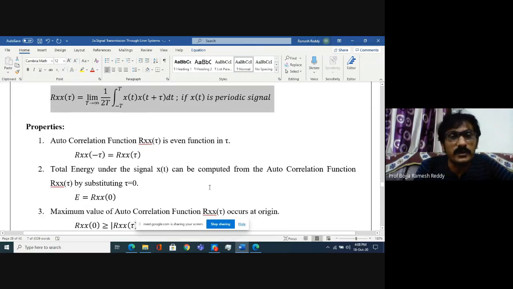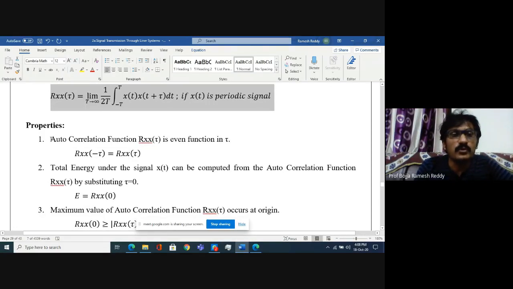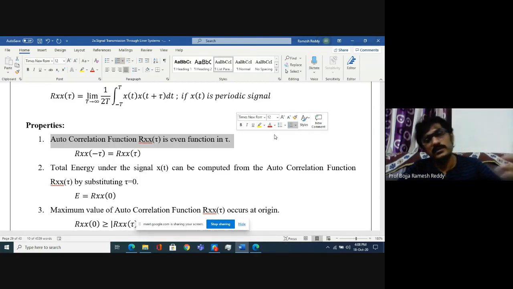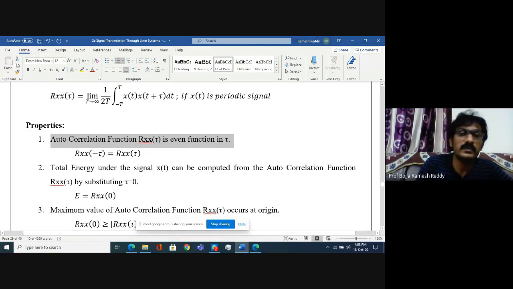And some important properties. The autocorrelation function Rxx of tau is always an even function of tau. We have to know how it looks. In examination they will give which of the following is a valid autocorrelation function, then we need to check and pick the correct answer. We have to check whether it is even or not. Every autocorrelation function Rxx of tau is an even function. Even function means Rxx of minus tau is equal to Rxx of tau.